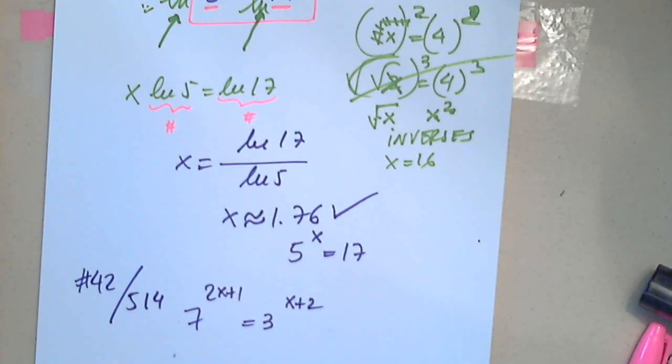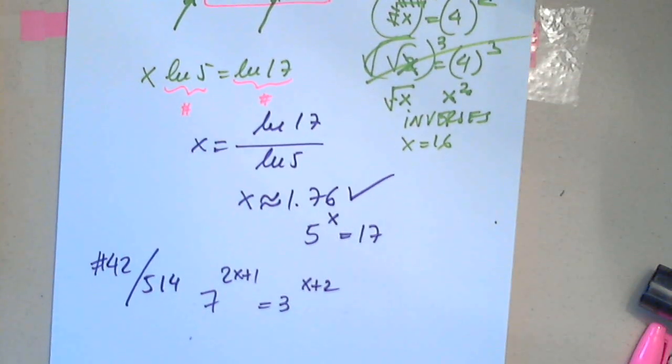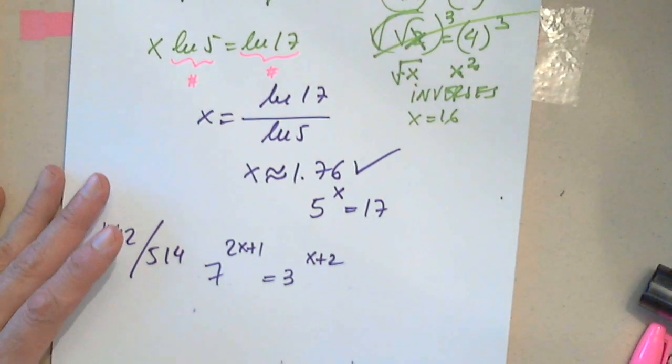So now the question is, can I make 7 and 3 into some numbers with the same base? And the answer is no, I can't. That's not possible, right? Those are both prime numbers. I cannot change 7 into 3 to a power or vice versa.